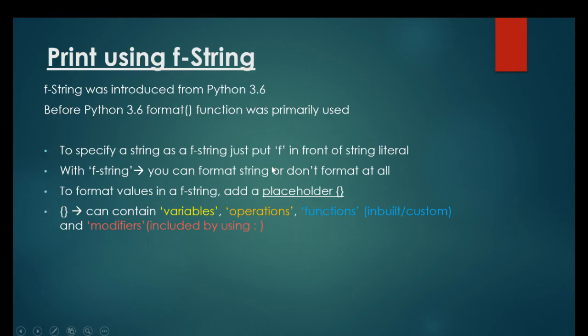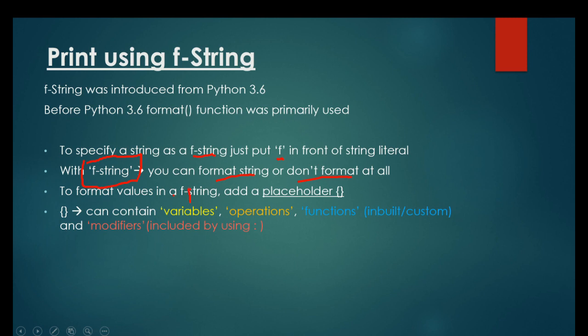So let me recap what we have learned so far. So in order to do some modification or calculation within a string, we use f string. And in order to use the f string, we put f keyword in front of string literal. Using f string, we can either format a string or we can leave as it is. If we put just the f keyword without the placeholder, it will behave as a normal string. But if we want to format a value, we have to add a placeholder.